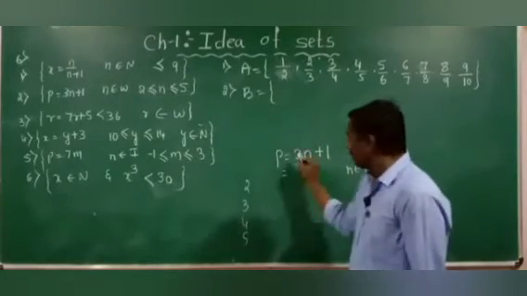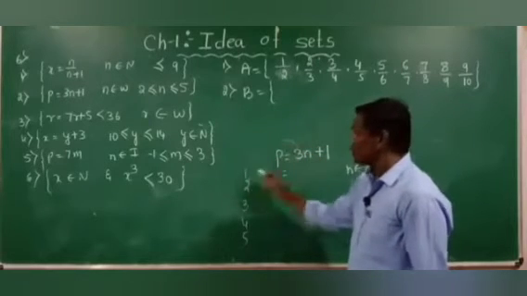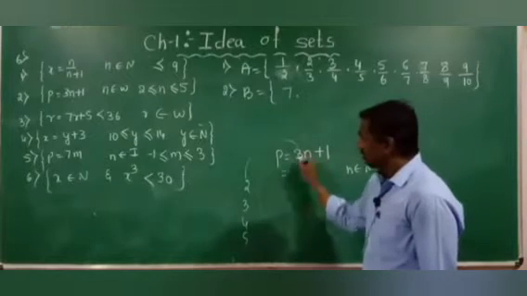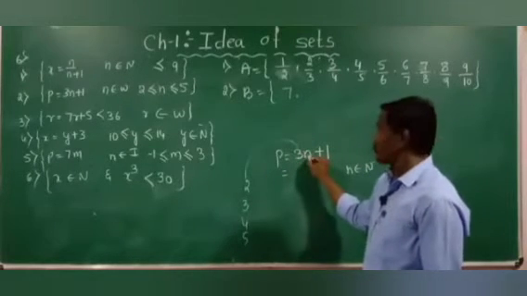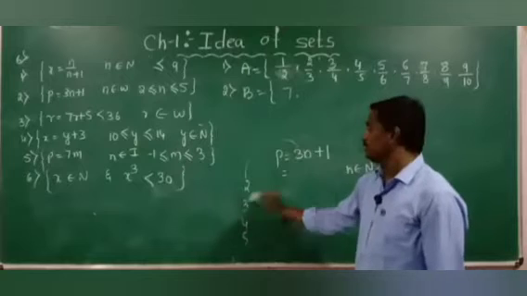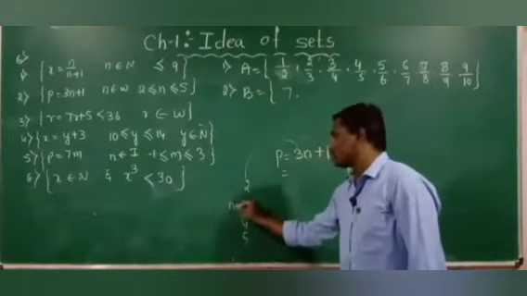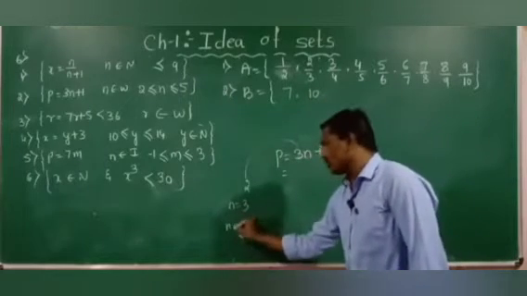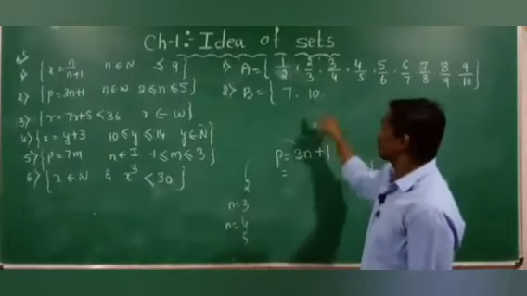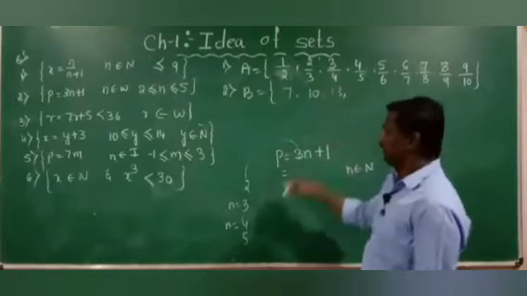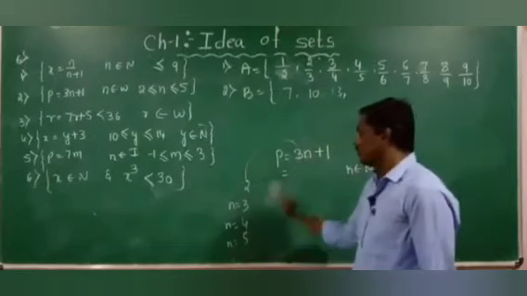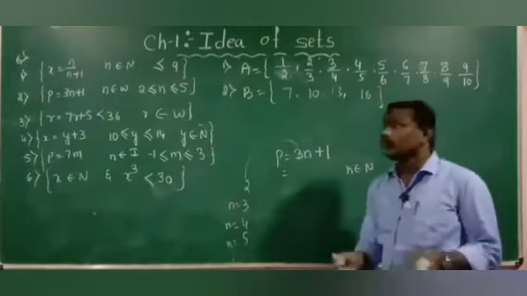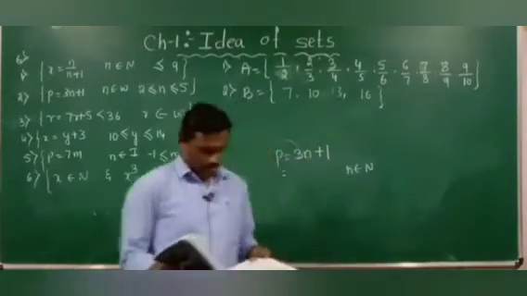For example, 3 2s are 6, 6 plus 1 is 7. Next, 3 3s are, in the place of n, now I am taking 3. If n is equal to 3, 3 3s are 9, 9 plus 1 is 10. Next, if n is equal to 4, 3 4s are 12, 12 plus 1 is 13. Next, if n is equal to 5, 3 5s are 15, 15 plus 1 is 16. So these are the required elements of the given set.